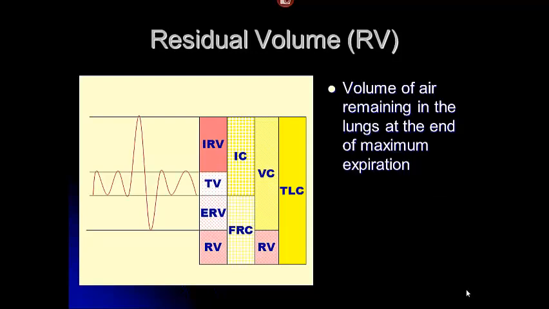What is residual volume? Well, after you maximally exhale or forcibly exhale from your regular expiration, whatever volume is remaining is your residual volume. So in other words, it's the volume of air remaining in the lungs at the end of a maximum expiration.